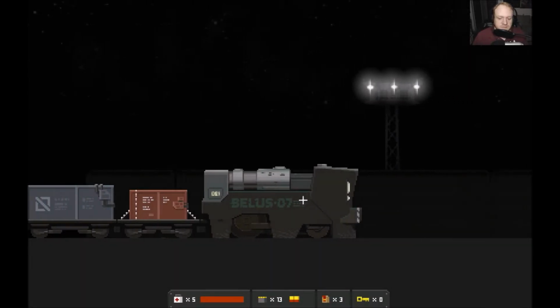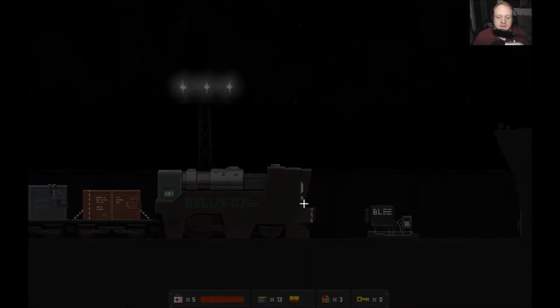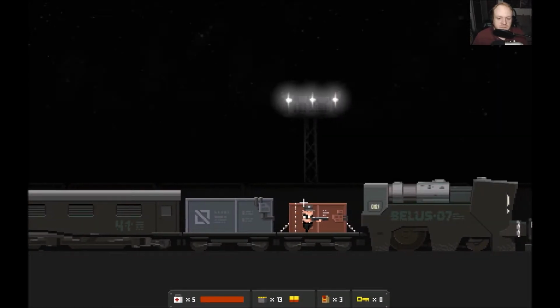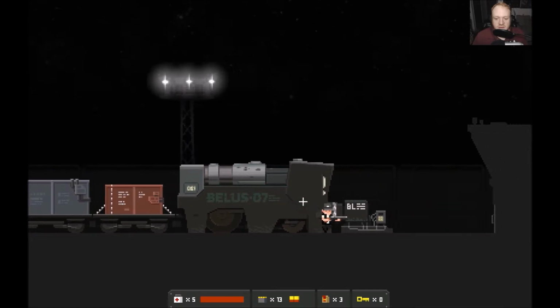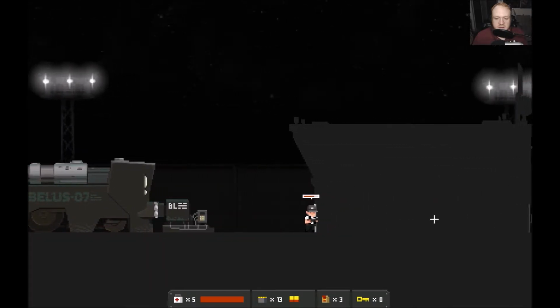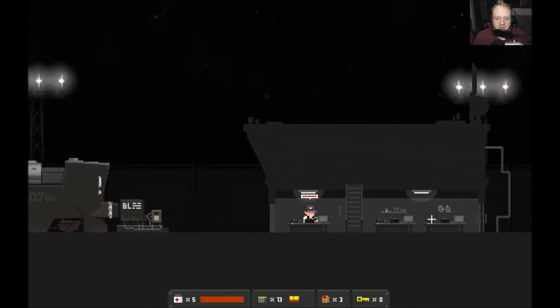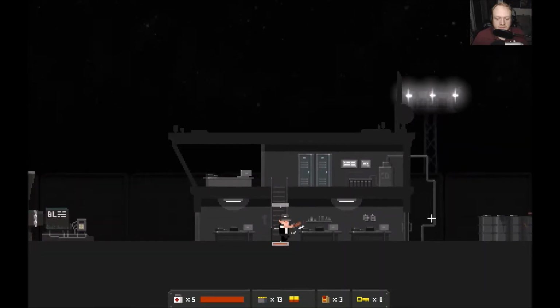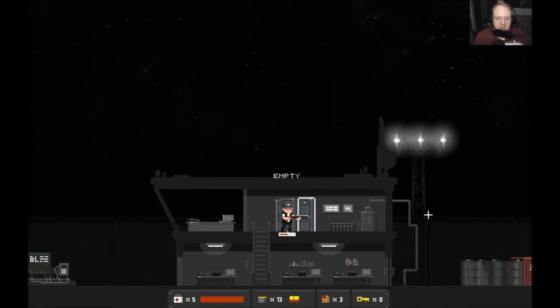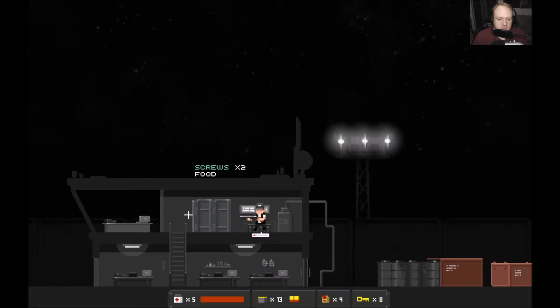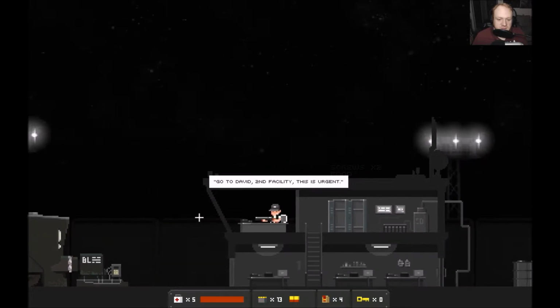There we go. So we made it to the station here that we're going to probably be battling in, I imagine. Actually, let's keep on the shotgun. All right. Nothing there. Let's see what we got in these containers. We got some food, some screws.